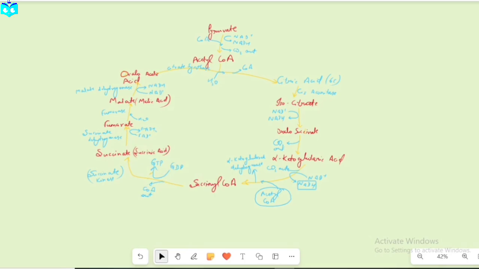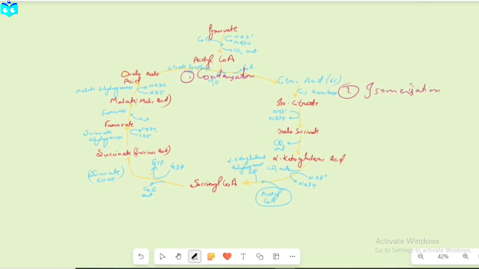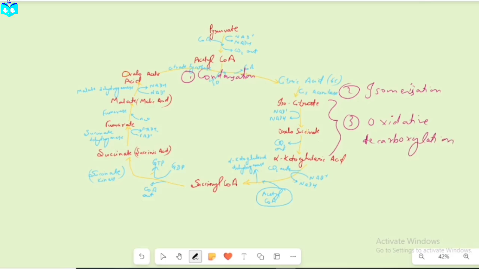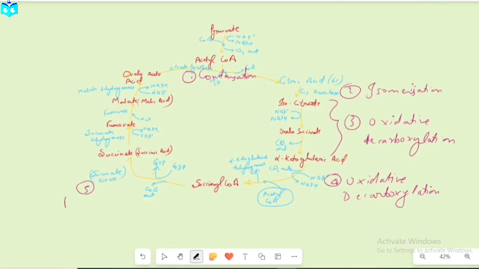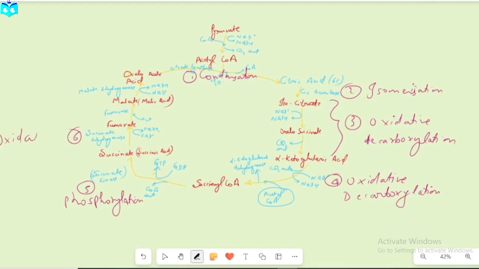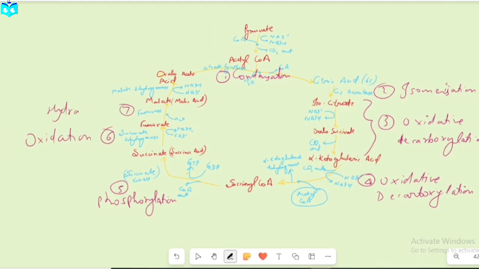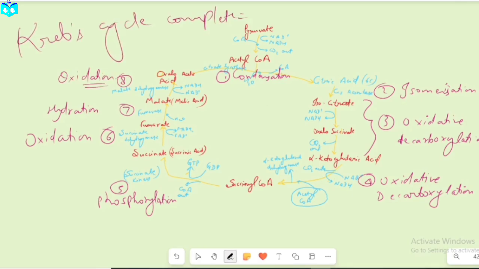After all these, now let's take a review of the processes that happened here. Here is condensation, here isomerization, here as a whole is oxidative decarboxylation, here also oxidative decarboxylation too. Now here fifth is phosphorylation, sixth here is oxidation, the seventh is hydration, and at last the eighth process that happened is oxidation. Now this ends the Krebs cycle alone.